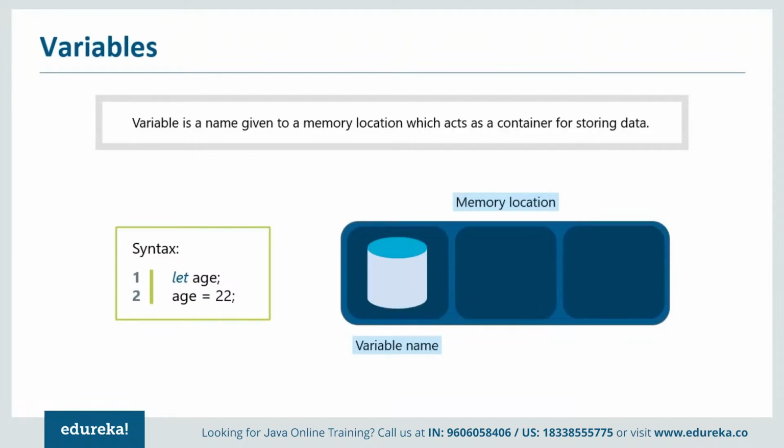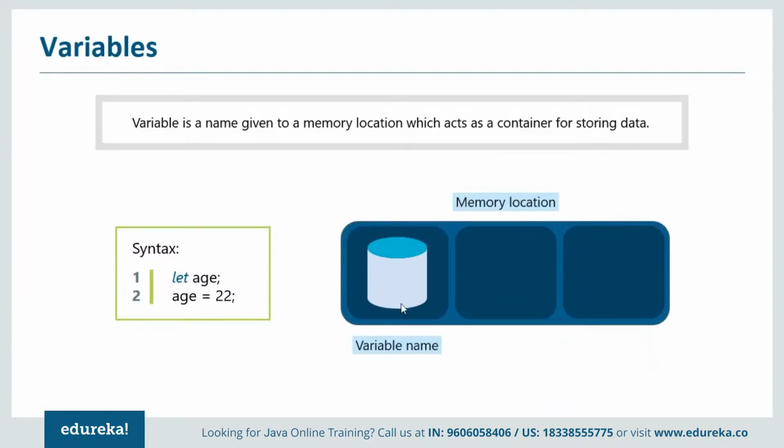So what are variables? A variable is a name given to a memory location which acts as a container for storing data. Now, what does this mean? Let's say that I want to define a variable called name and I want to store a name in it. Let's say the name is Edureka. So I'm going to declare a variable called name and store Edureka in it. So name is the name of the variable and Edureka is the value of this variable. What's happening here is a temporary memory location is assigned to the name variable, and this variable is going to contain a value which is Edureka.